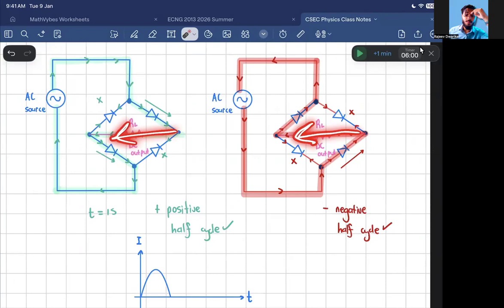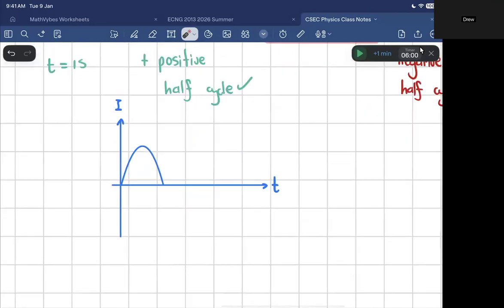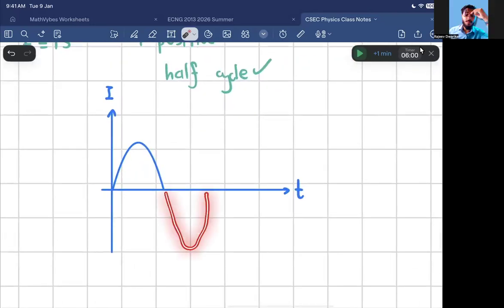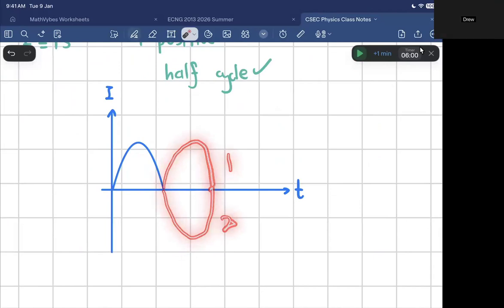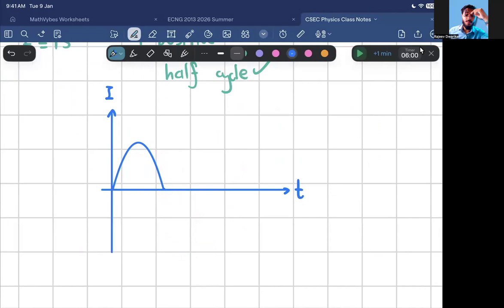So I'm going to ask you a question. Drew, does the full wave rectifier allow current to change direction, or does it go the same direction through the resistor? Same direction. So will the current ever go in the other direction? No. So would the graph look like that, or would it look like this? One or two? One. Yes, precisely.